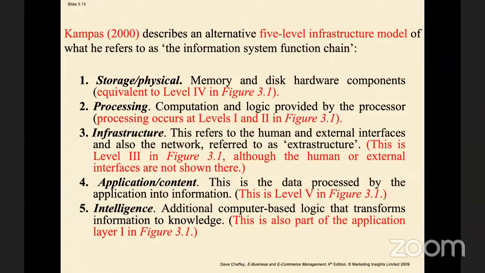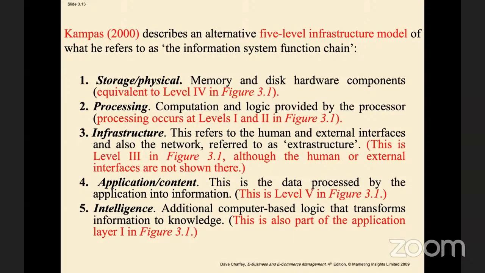Let's see. Number 1, storage / physical: memory and disk hardware components, equivalent to level 4 in figure 3.1. Number 2, processing: computation and logic provided by the processor. Processing occurs at level 1 and 2 in figure 3.1. Number 3, infrastructure. This refers to the human and external interfaces, and also the network, referred to as extra structure. This is level 3 in figure 3.1, although the human or external interfaces are not shown there.